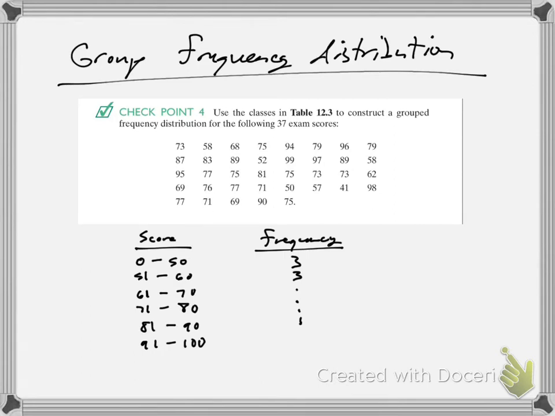Your n still is the total number of scores here. So if I do my n, looks like there's 1, 2, 3, 4, 5, 6, 7, 8, 9, 10, 11, 12, 13, 14, 15, 16. So I've got 5, 10, 15, 20, 25. And then I've got 12 here, so 37. So that's my total n. That's called a group frequency distribution table.